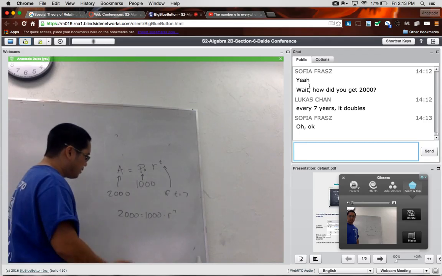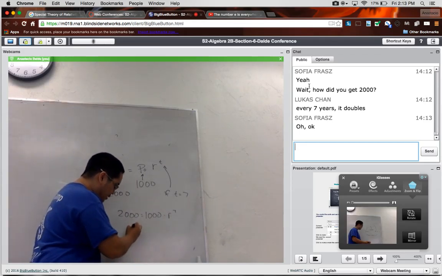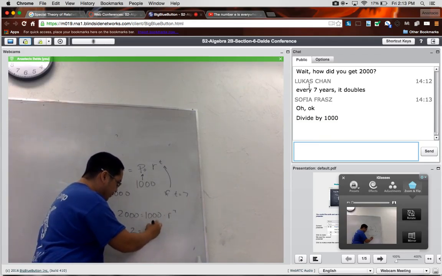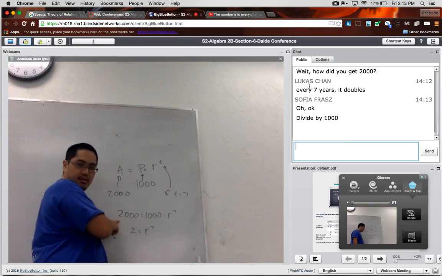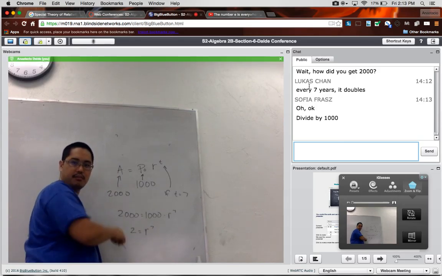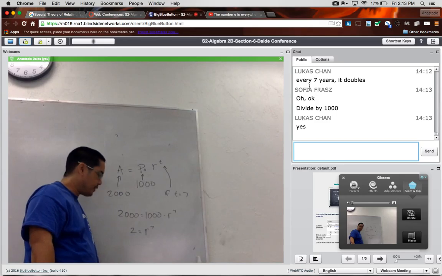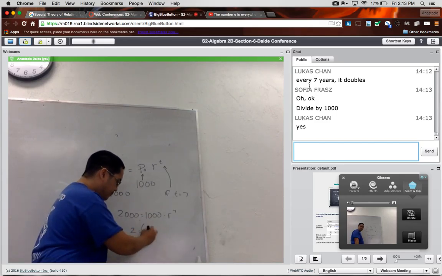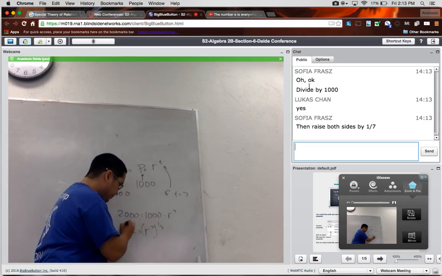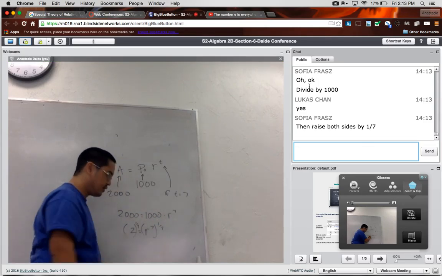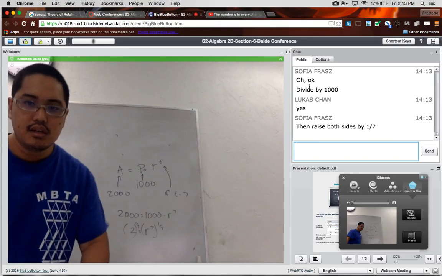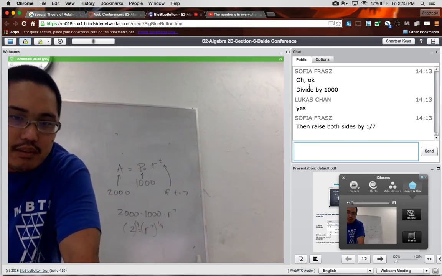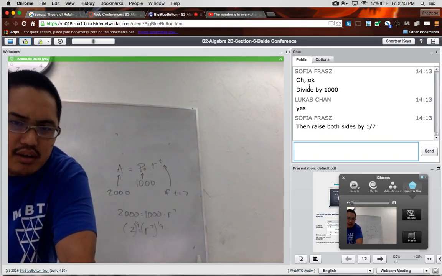In order to figure this out, you just make it 2 is equal to r to the 7th power. You guys understand how I got 2? I just took 2,000 divided by 1,000. And then in order to get rid of the 7th power, I just bring it to the 1/7th power. Do me a favor. What is 2 to the 1/7th power? I don't have a calculator on me. You're going to have to help me out here.